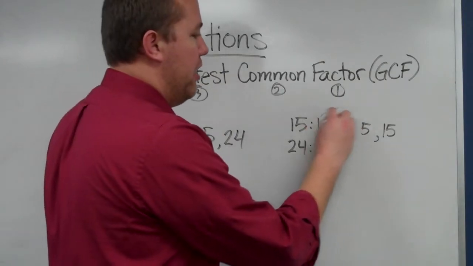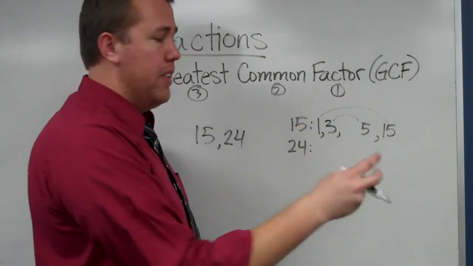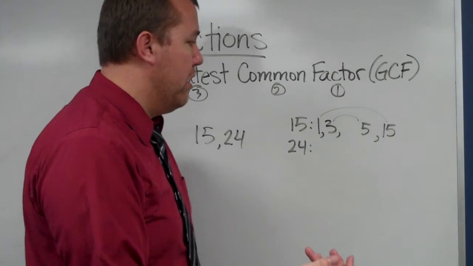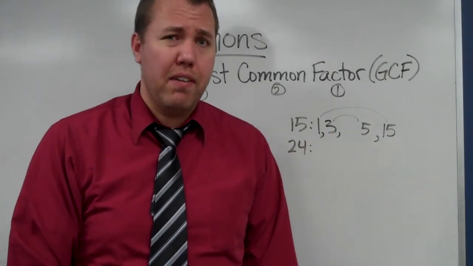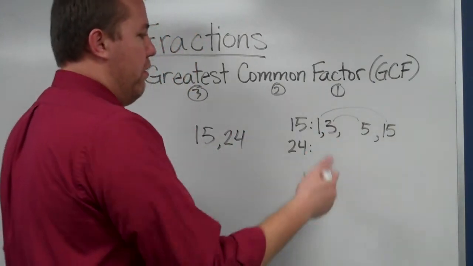Looking at these factor pairs, 1 times 15, 3 times 5. Please make sure when you are doing this to get the factor pair. A lot of times students say, oh yeah, 3 goes into 15, and then we forget the 5. 3 goes in how many times? Make that pair so that you don't forget any.